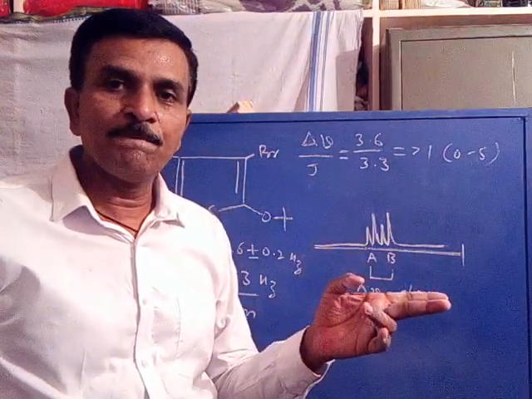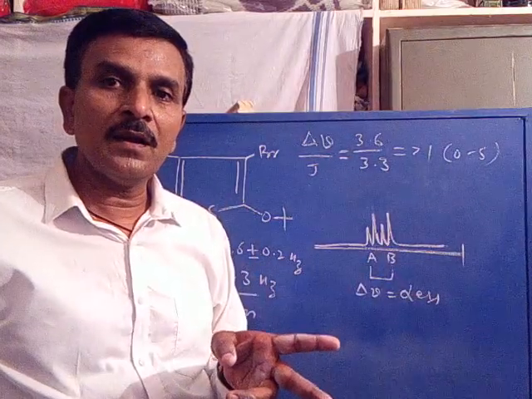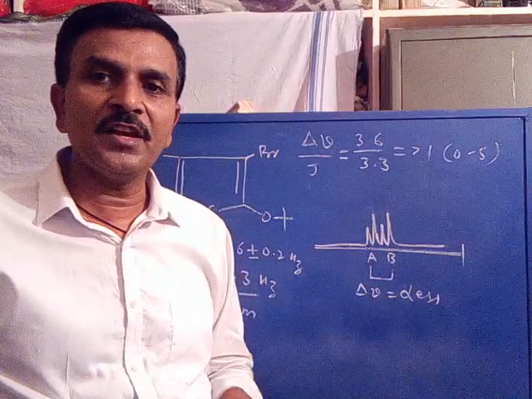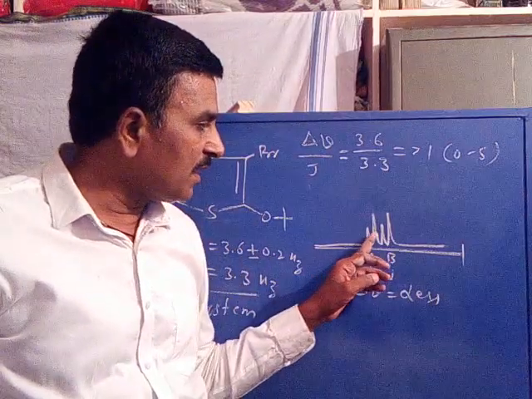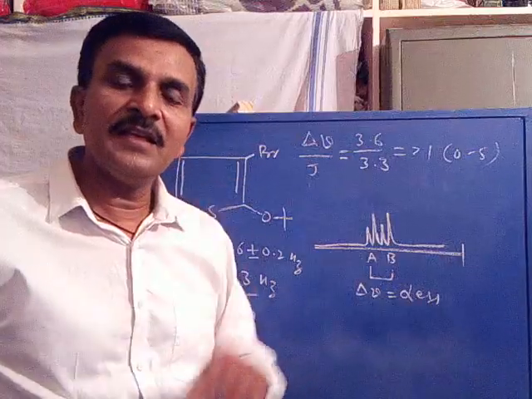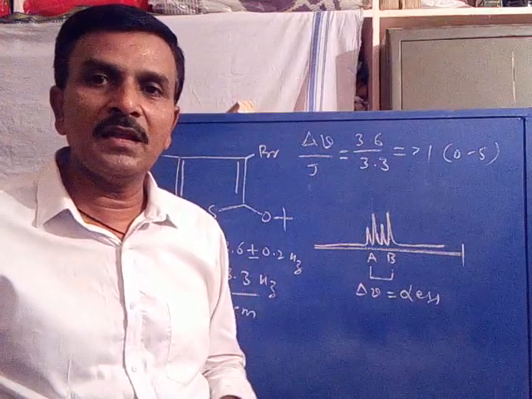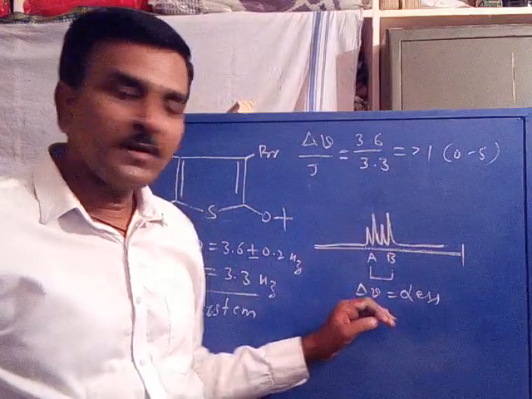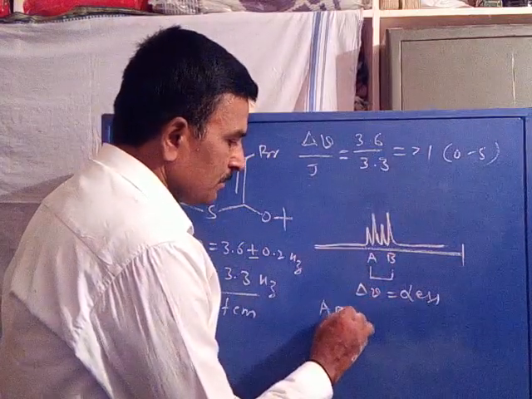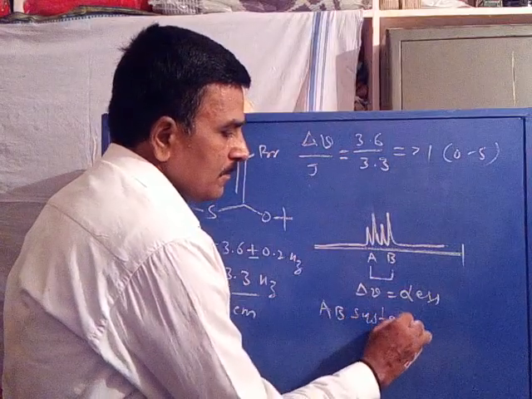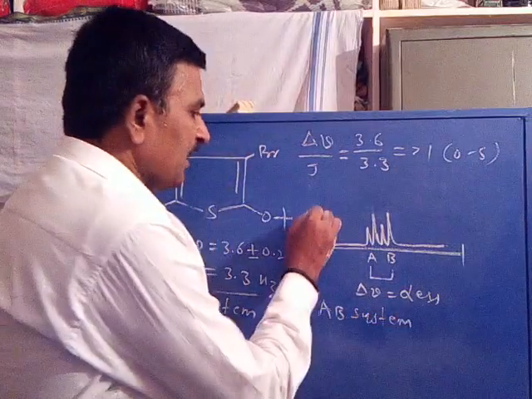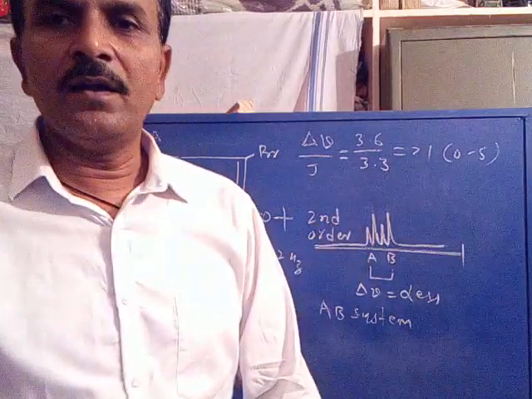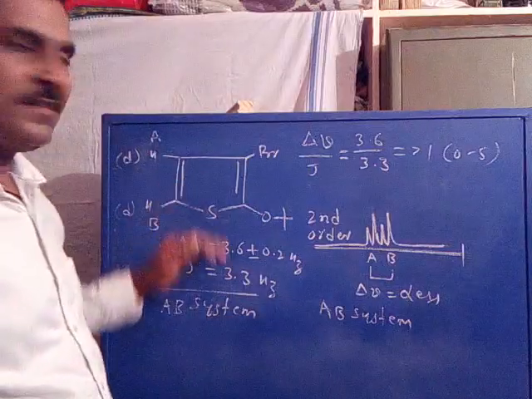Now we have studied that in the second order spectrum, the intensity is no longer symmetrical, there is a distortion in the intensity. The signals appear as two doublets, but their intensities are not equal. The intensity is not 1:1. So therefore, this becomes AB system and second order. So this is the AB system.